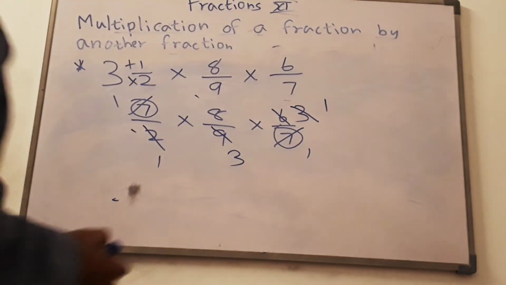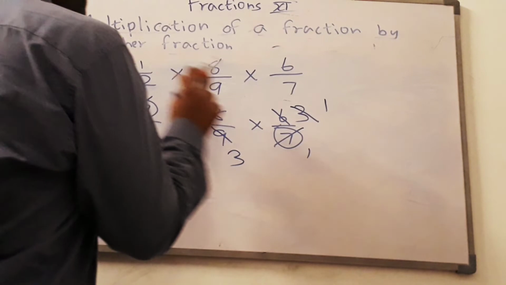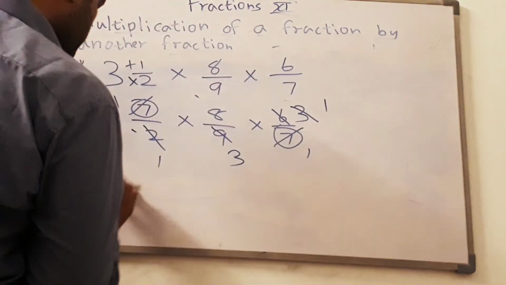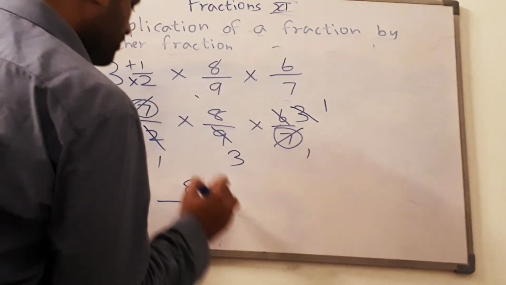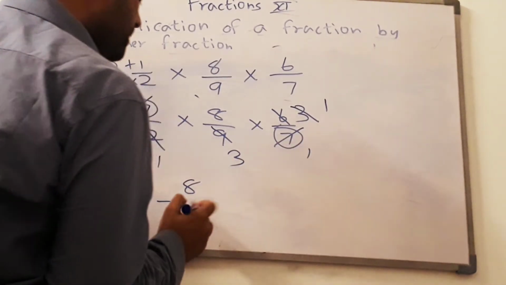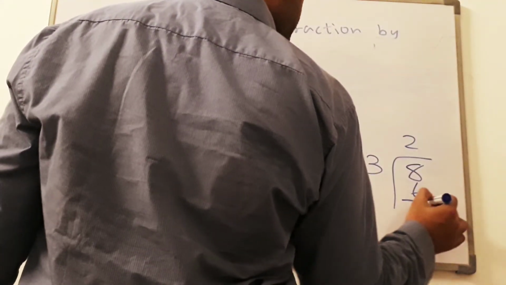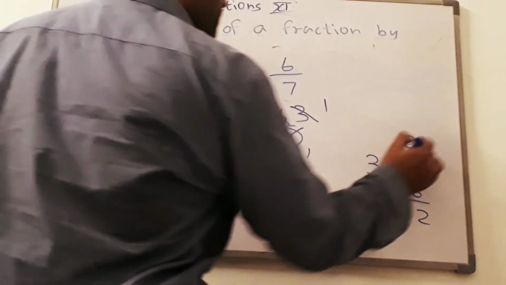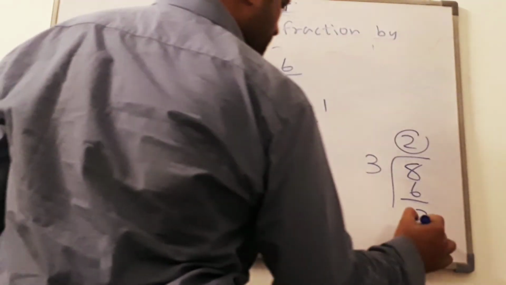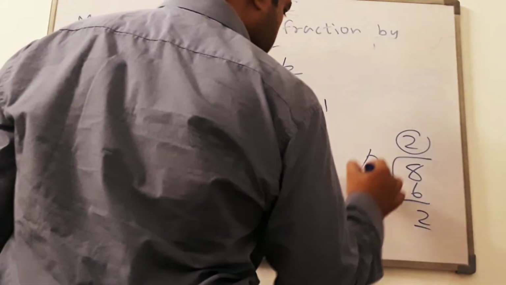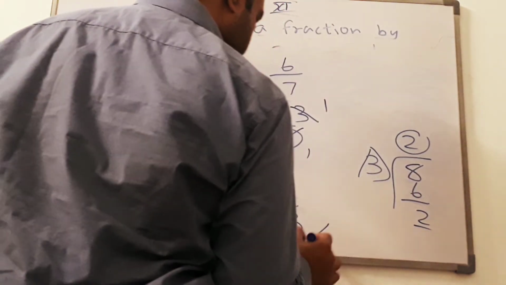Okay. Now we can simplify. 1 times 8, 8 times 1, 8 over 1 times 3, 3 times 1. Same answer coming. So 8 divided by 3 as a mixed number: 3 times 2 is 6. Remainder is 2. This is the whole number. Remainder is the numerator. Divisor is the denominator. So this is the answer here.